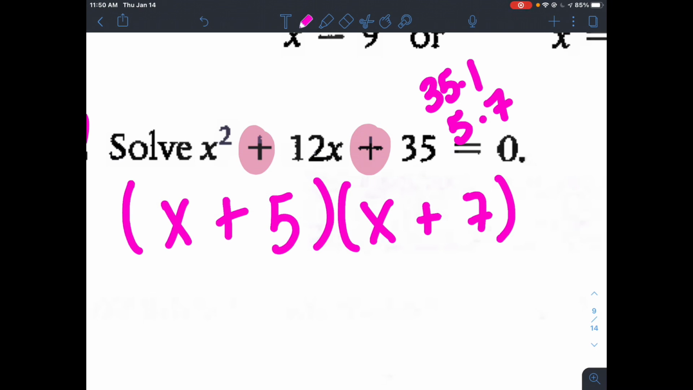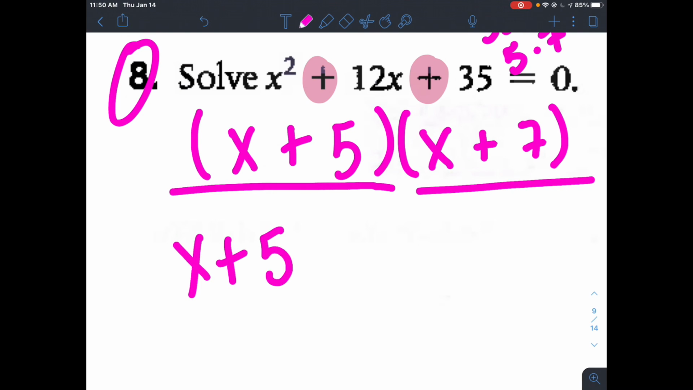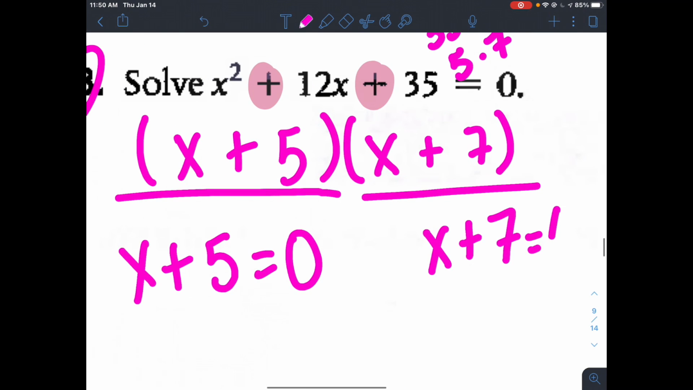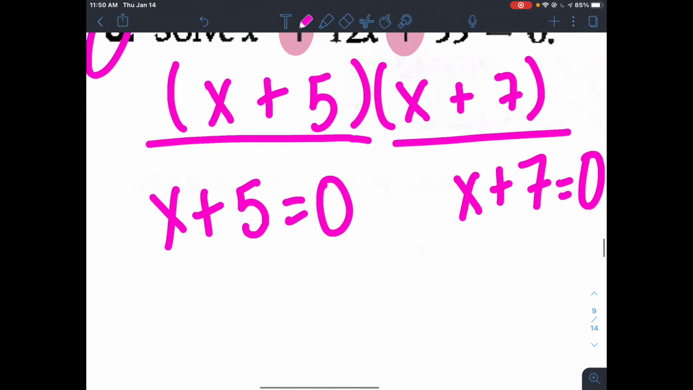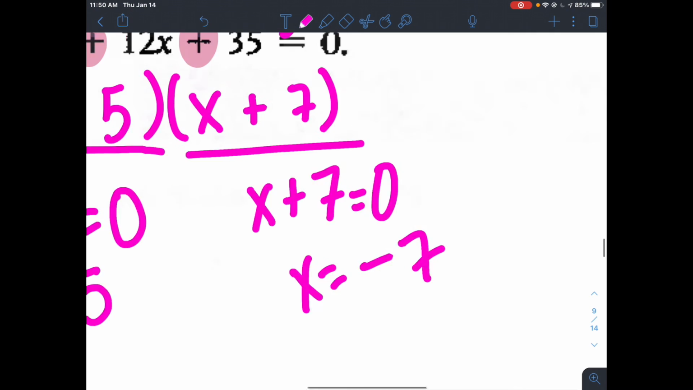Okay, now we're not done. We only factored. We need to solve for x. So what I'm going to do is take each of these parenthesis sets and set them equal to 0. X plus 5 equals 0. X plus 7 equals 0. X would equal negative 5. X would equal negative 7.